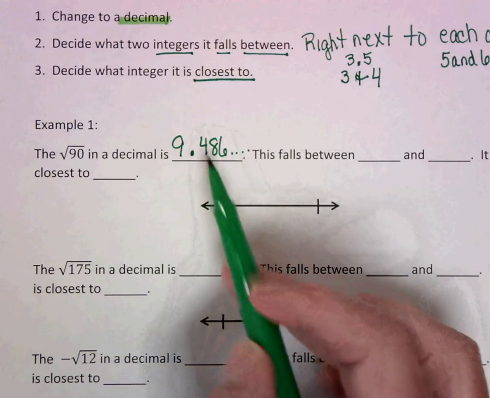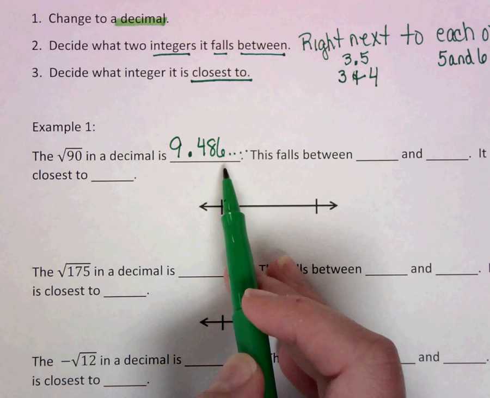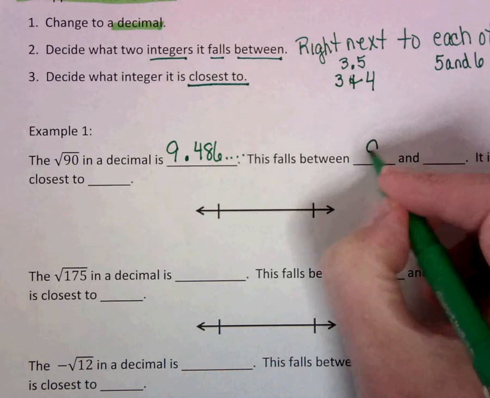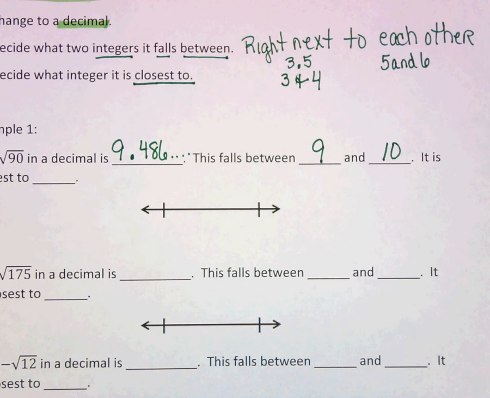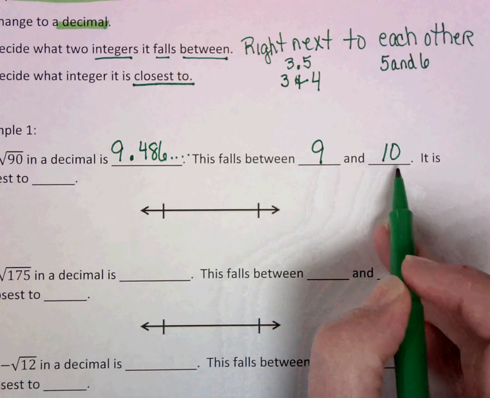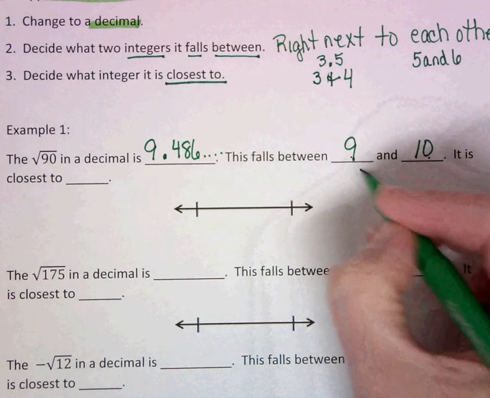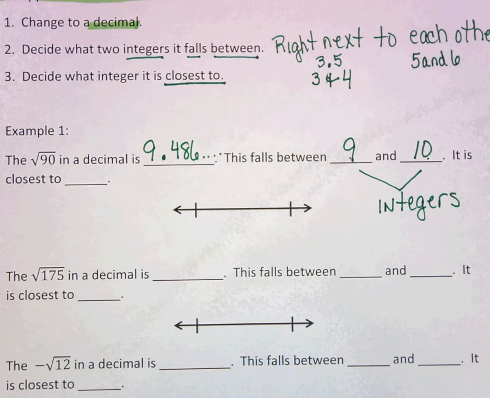Remember, we've been talking about thinking about decimals as money. If this was $9.48, what dollar amounts is that between? Well, that's between $9 and $10. Just a way to think about it with money. So this number, the square root of 90, 9.486, falls between 9 and 10. Well, which one of those integers, these are our integers, which integer is 9.486 closest to?